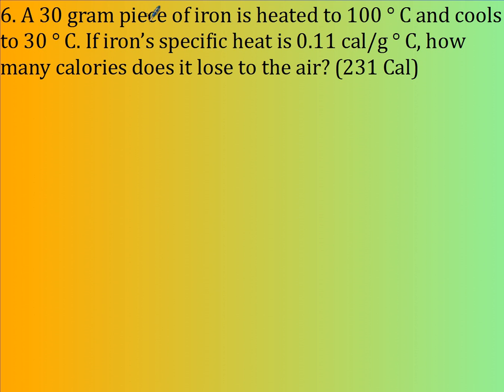Now, a 30-gram piece of iron, so there's my mass, is heated to 100 degrees and cools to 30 degrees. Okay, if iron's specific heat is 0.11, how many calories does it lose? Now, this one's a little tricky with the wording. My initial temperature is 100, and my final temperature is 30 because it starts at 100 and cools down to 30.